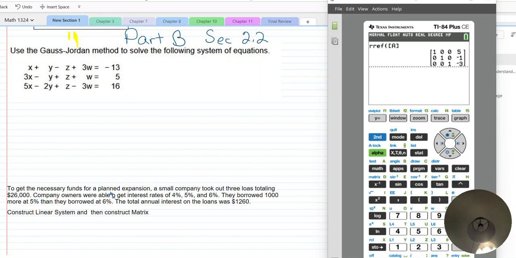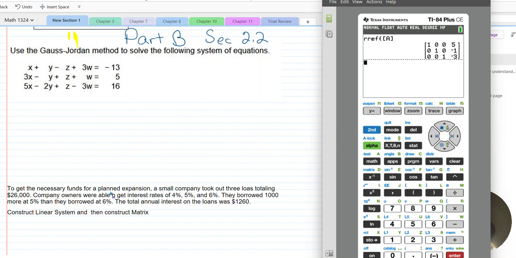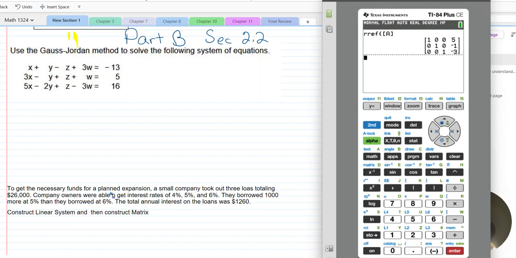Okay, we're going to start more on Part B on section 2.2. And we've learned about entering a matrix into our calculator. So that's what we're going to do now. We're going to first construct the matrix.